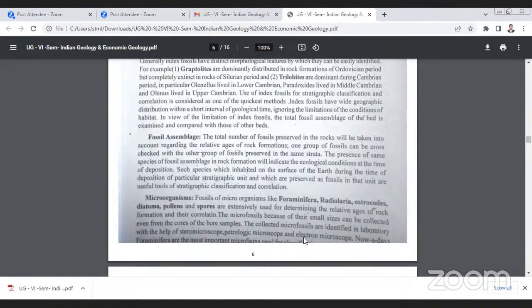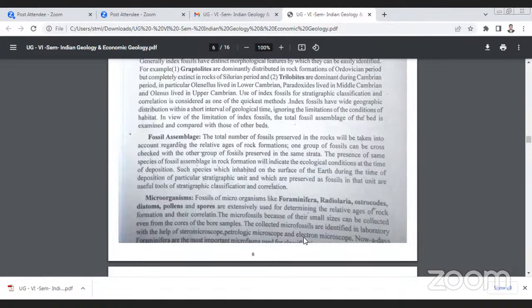Such species inhabited the surface of the earth during the time of deposition of a particular stratigraphic unit and are preserved as fossils in that unit, which is useful for stratigraphic classification and correlation.